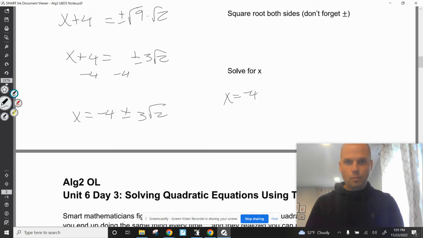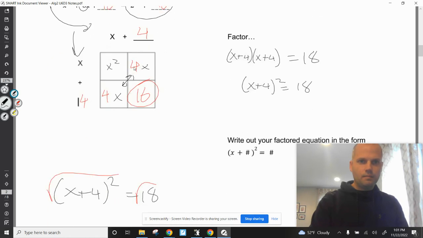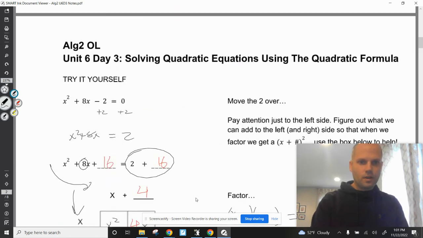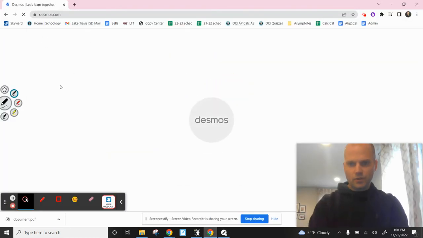Negative 4 plus 3 root 2. Now, that's an ugly number. I could type that into my calculator, but it's going to be an ugly decimal. But it is our solution. Negative 4 minus 3 root 2. I'm going to show you the fact that it is our solution to this equation. X squared plus 8x minus 2. Desmos always freaks out when I go do it. Oh, we're good.